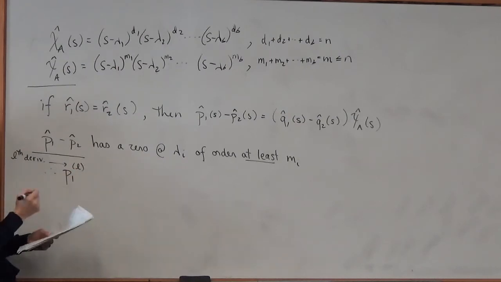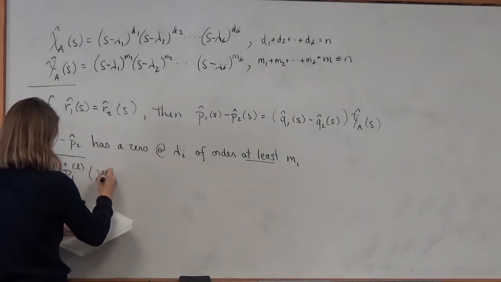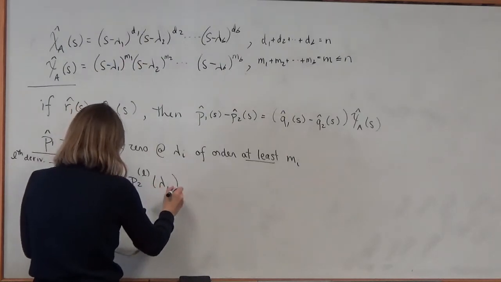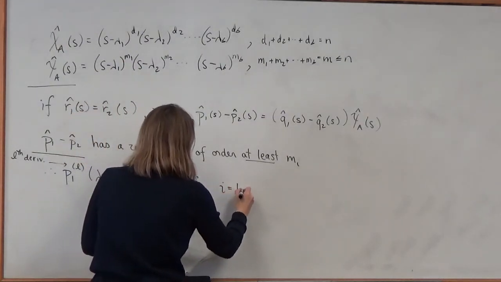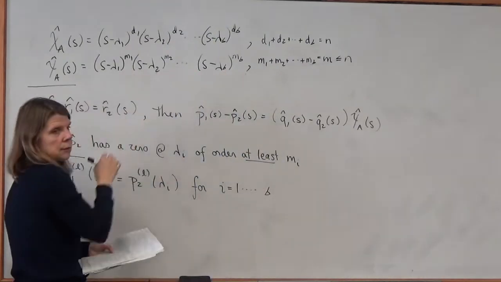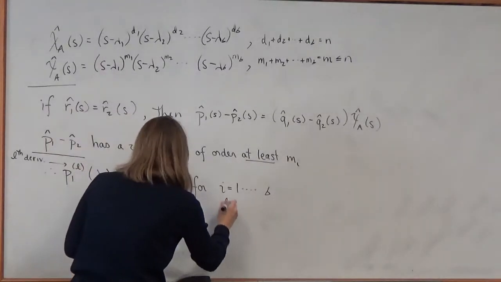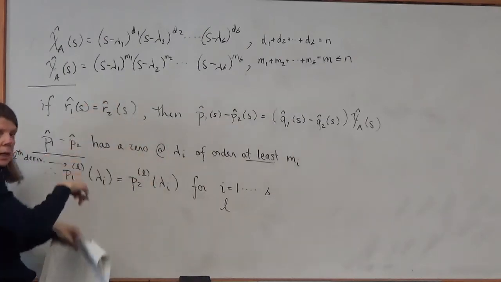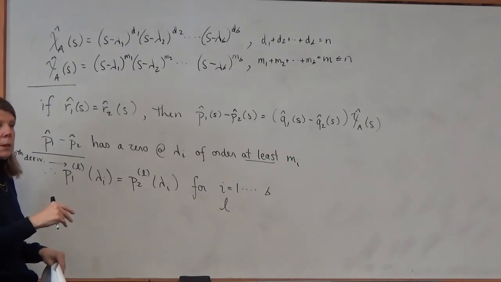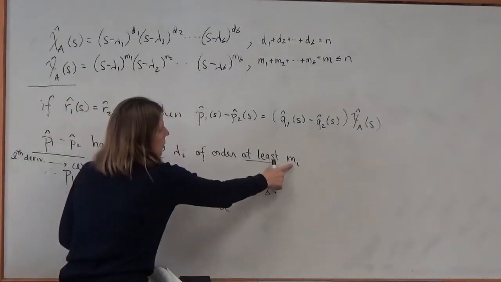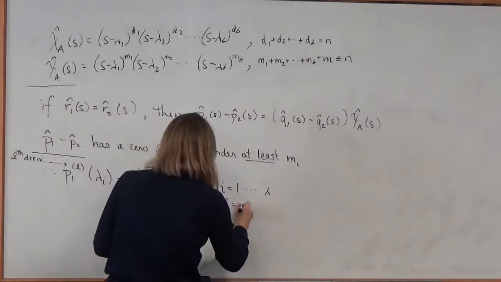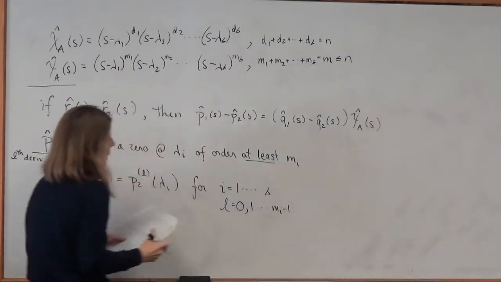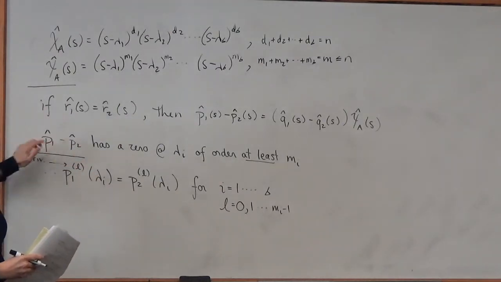So the Lth derivative of P1 evaluated at lambda I is equal to the Lth derivative of P2 evaluated at lambda I for I equals 1 up to sigma. So it's going to happen for all of the lambda i's. And for L, which is like an index, it's going to happen for L equals 0, for just P1 minus P2. It's going to happen for L equals 1, the first derivative of P1 and P2. L equals 2, all the way up to mi minus 1, because if we take the mi-th derivative, it'll disappear.